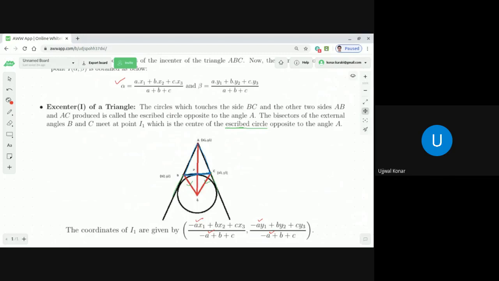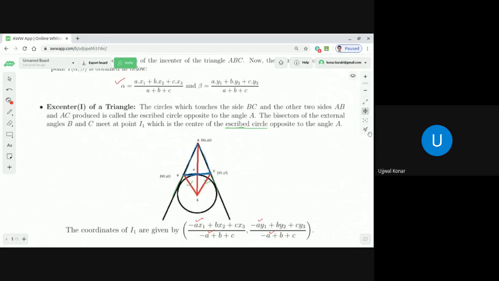The first coordinate we can find is the x coordinate: minus a x1 plus b x2 plus c x3, divided by a plus b plus c. And the y coordinate we can find similarly: minus a y1 plus b y2 plus c y3, divided by a plus b plus c. That is what is called the excenter.